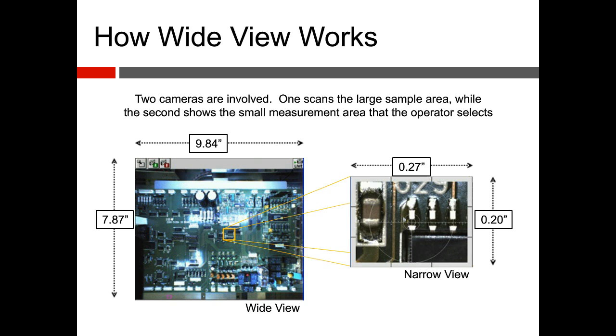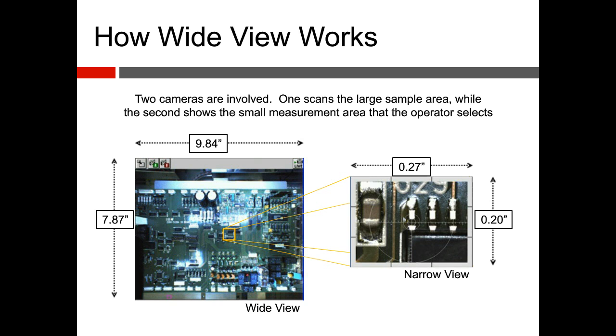One of those features is the wide view observation system, and I believe this is unique to the Hitachi line. It is essentially using two camera systems, one to take a wide view screen of the system. You can see there it's about 9.8 inches by 7.8, and it can fill that entire area or a portion of that area. The second camera system is considered the narrow view, and that is where an operator can pinpoint an exact spot on the larger sample to make sure they're getting a very exact measurement and getting the right spot that they need to.